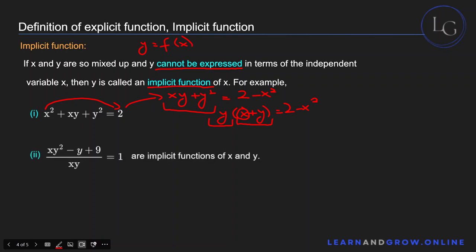Same is the case here. You'll try very hard, but you cannot separate y from x completely on one side of the equation. So these two are implicit functions of x and y. And since they cannot be represented like this, this is how you will represent it. Symbolically, you write it down as a function of x and y, and that will be equal to something. So this is an implicit function of x.